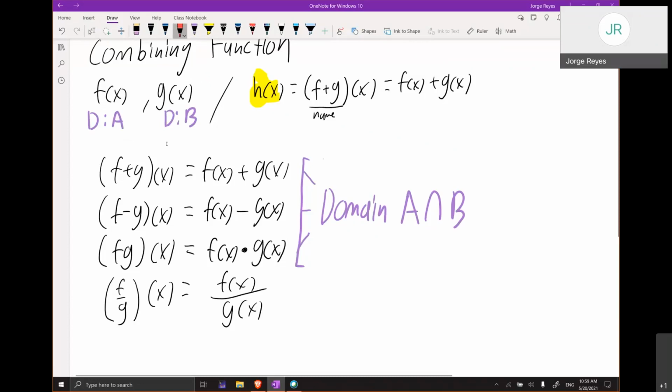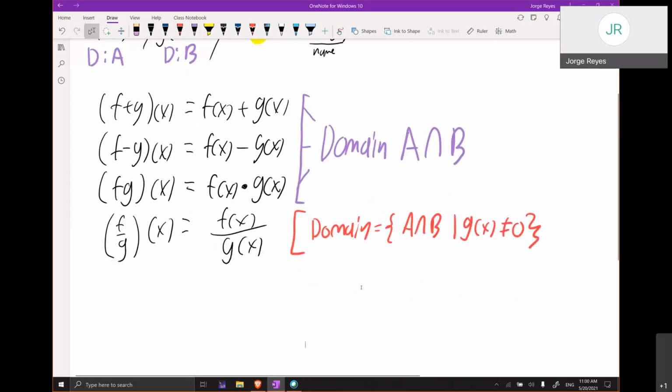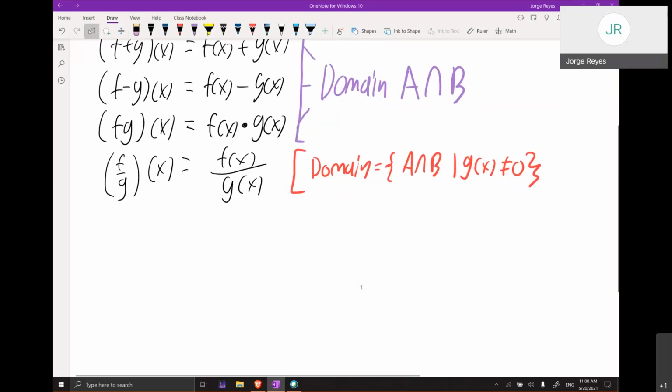This one though, the division one, is special, because remember when we divide, we have to worry. So this one has domain equal to A intersect B and g of x cannot be 0. So you also have to double check that g is never 0. All right, so let's just do some examples, because it's honestly not that difficult.